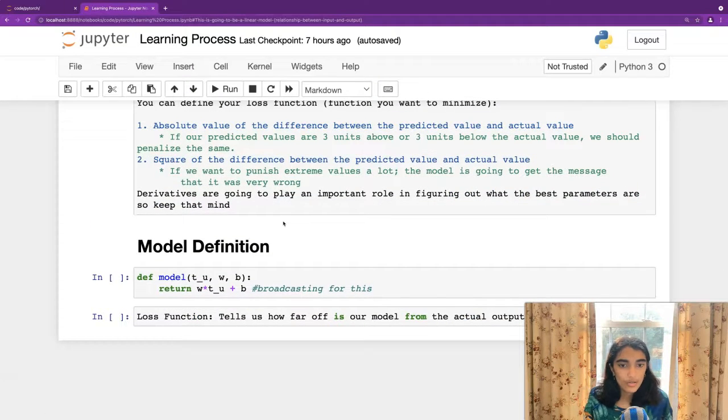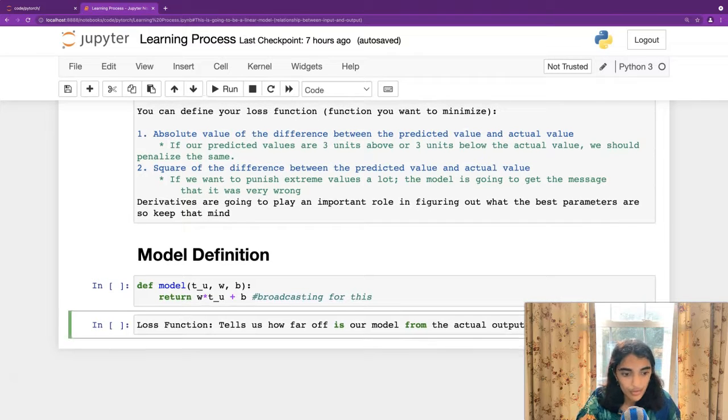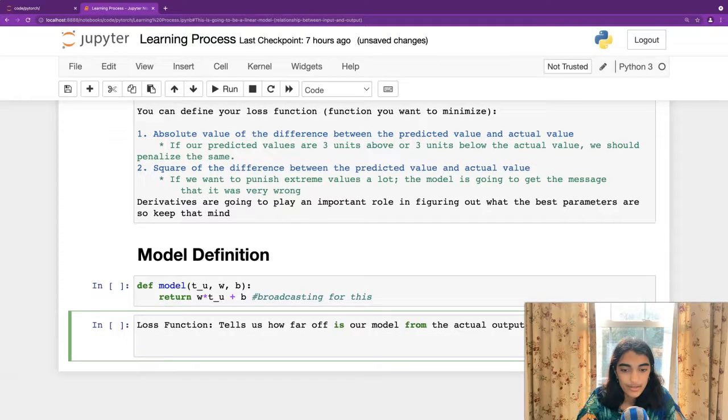And if this is all sort of new to you, like updating parameters, changing them, trying to find the best parameters, that's all good information that I covered in my parameters and loss functions video. Okay, so it tells us how far off our model is from the actual output.